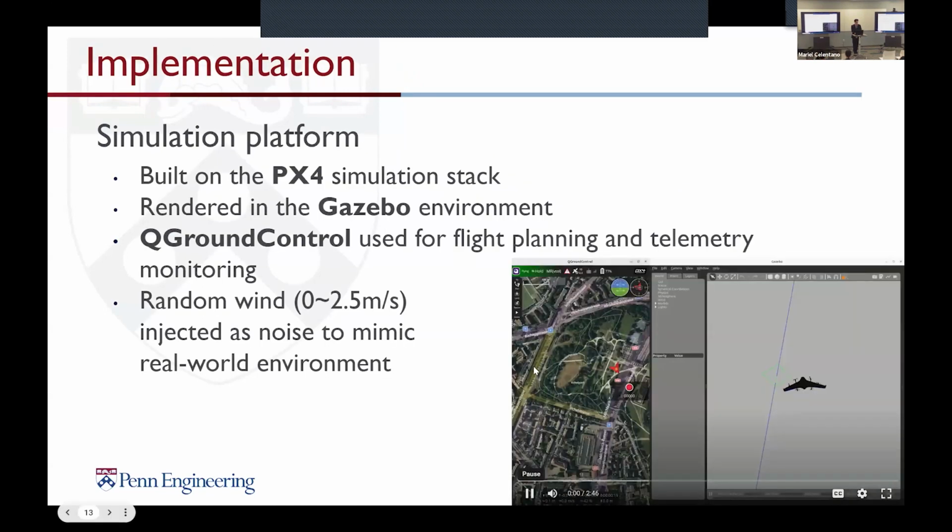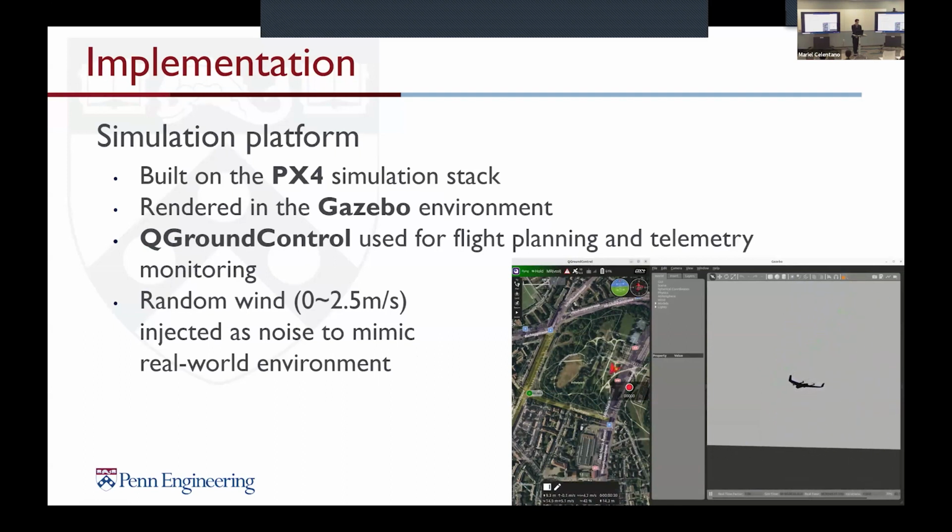And to better show you how we do the experiments, I want to show you the simulation platform and how it works. It is basically built on the PX4 simulation stack. We use the Linux terminal to do the basic command control, and it is rendered in a simulation environment for visualization and physical simulation. QGroundControl is just used for flight planning and telemetry monitoring. And we also want to mimic the real-world environment, so we inject random winds from 0 to 2.5 meters per second as noise.